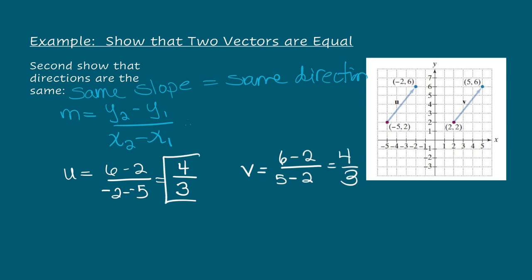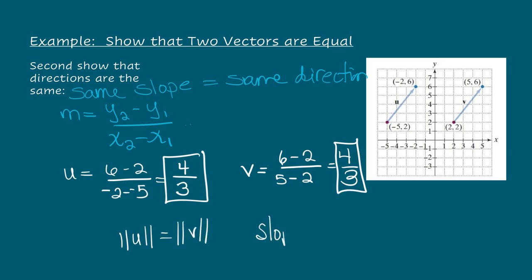So we do have the same slope as well. So these are equal. We have the same magnitudes, so the magnitude of u equals the magnitude of v, and the slopes are also equal. So we're good. u equals v.